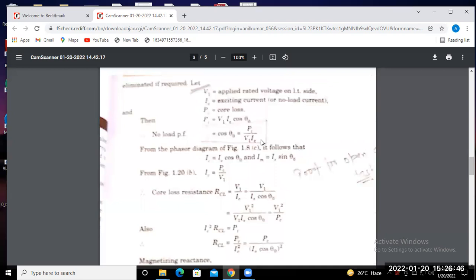If you note down the readings of the ammeter, voltmeter and wattmeter, then you simply calculate RC and XM, that means the core loss resistance and the magnetizing reactance. These two parameters of the transformer we can find out with the help of the no load test. So is it clear to all of you, or do you have any doubt? Just ask me. Otherwise, we will move to the next test, that means the short circuit test.